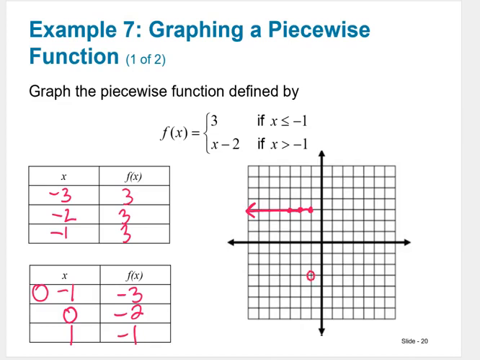right? Because there's no equal sign. And then 0, -2 would be right here. And then 1, -1 would be right here, and so on and so forth. You could do as many points as you wanted to, but that is what the Frankenstein function looks like for that one. Again, they're called piecewise. I just think Franken function sounds more fun.